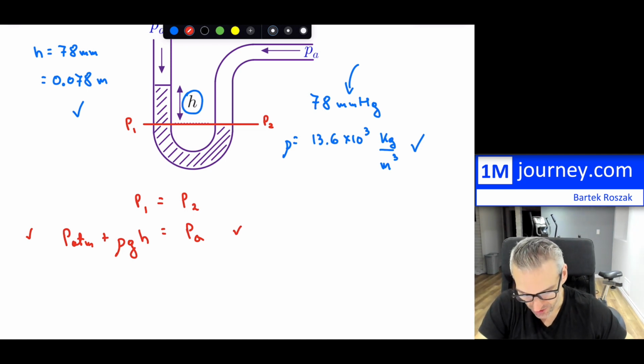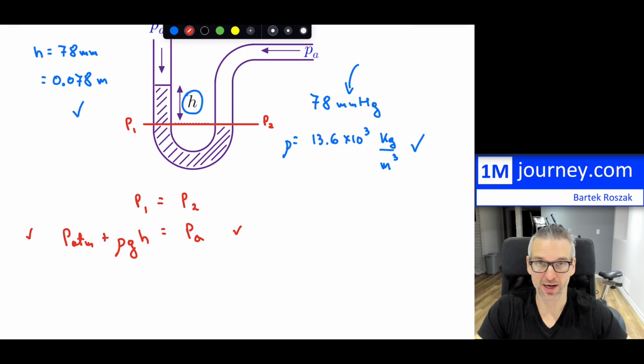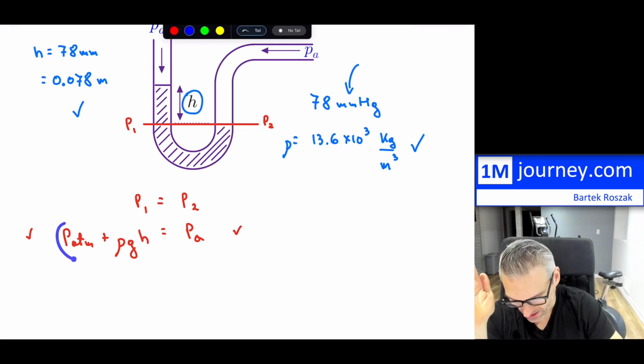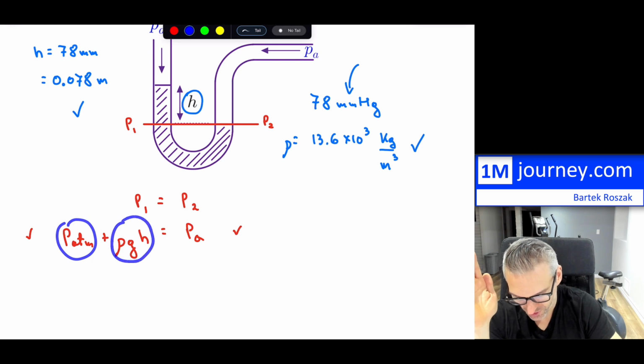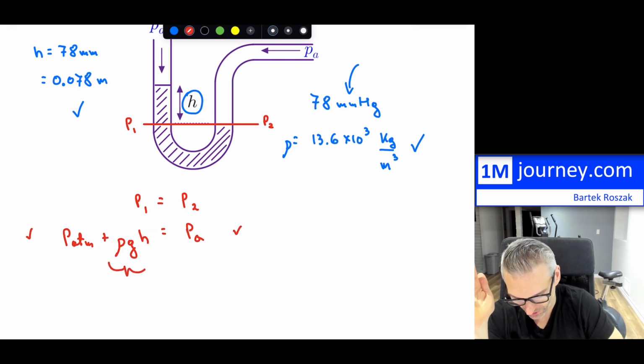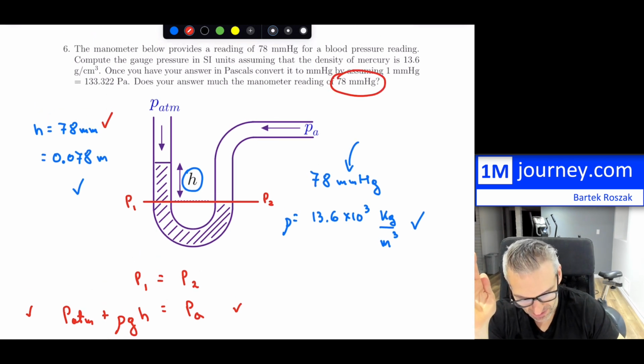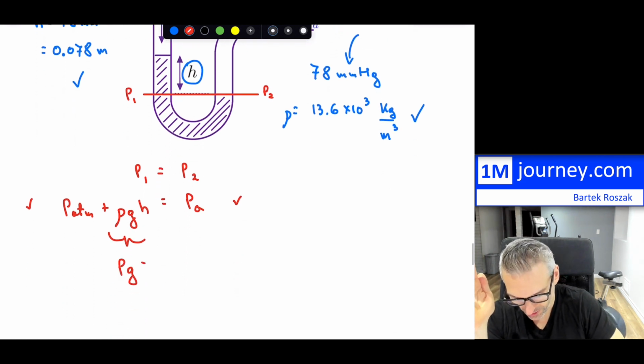Now, as you can see here, from the definition of gauge pressure, the absolute pressure is equal to the atmospheric pressure plus the gauge pressure. So notice, atmospheric pressure plus gauge pressure. This is actually the gauge pressure in here, and that is the reading that is given in the question: 78 millimeters of mercury. So we know that this is 78 millimeters of mercury.